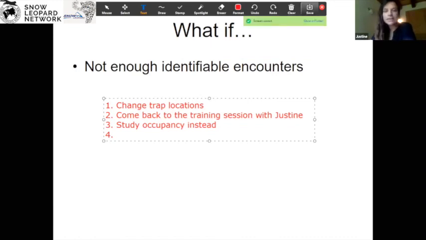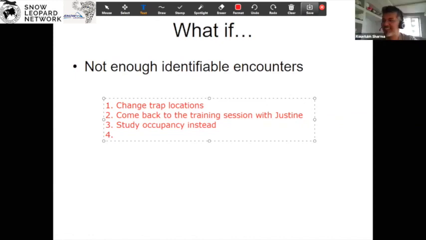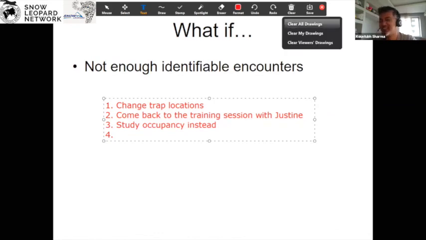There's actually a paper that does this, uses the same data to look at occupancy on camera trap. Can you share yours? Yeah, that's a very cool paper, yes.